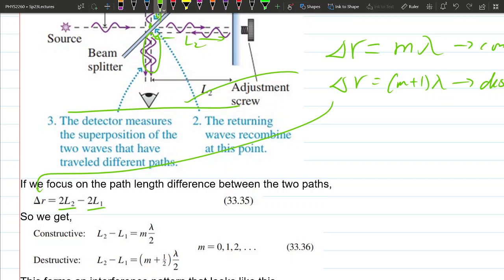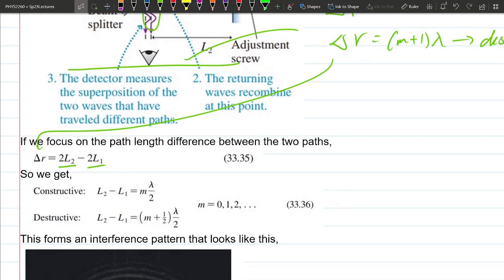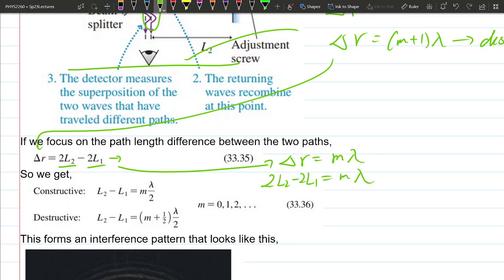So that means if we solve this for L1 and L2, we impose the condition that delta R has to be m times lambda. And delta R is 2L2 minus 2L1, so 2L2 minus 2L1 equals m lambda. You divide both sides by 2.